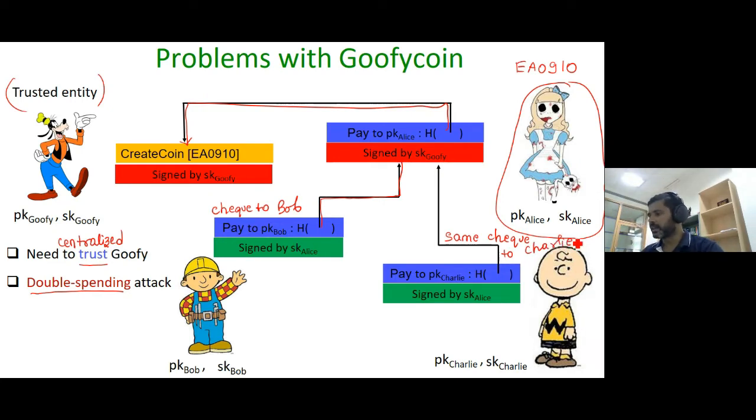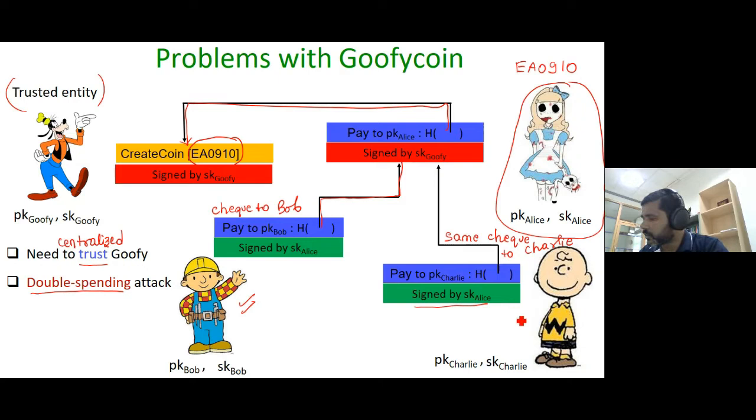Okay, another entity called Charlie. So here is another transaction signed by Alice only. And now she's trying to spend the same coin which Goofy transferred to Alice to Charlie as well, which ideally should not be allowed, because Alice has already spent that coin 0910 to Bob. If she has already spent that coin to Bob, how can she again spend the same coin to Charlie?